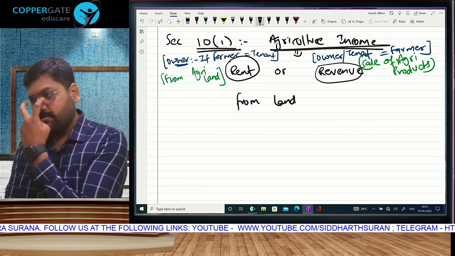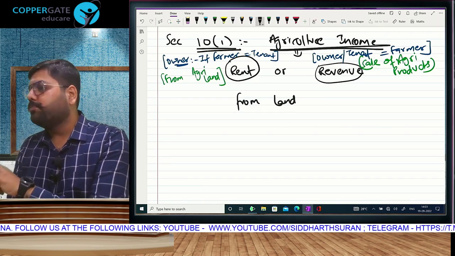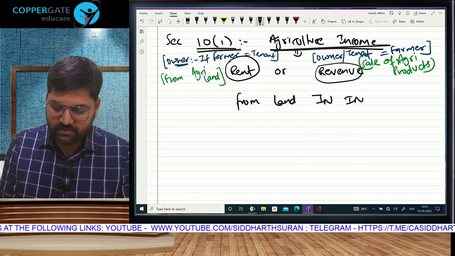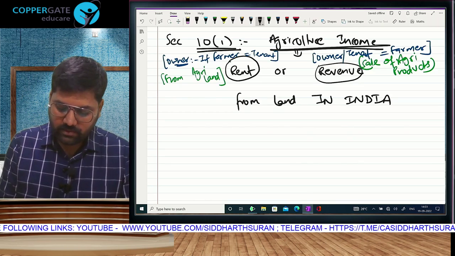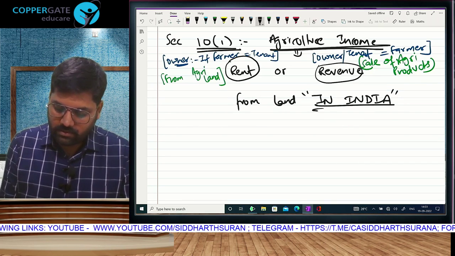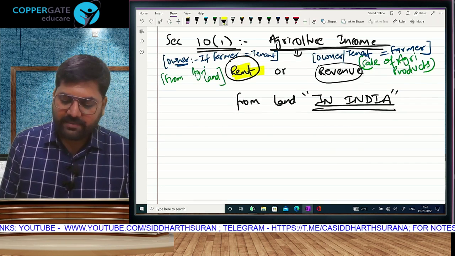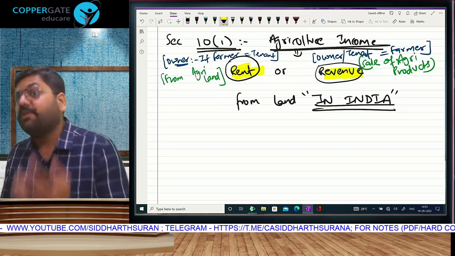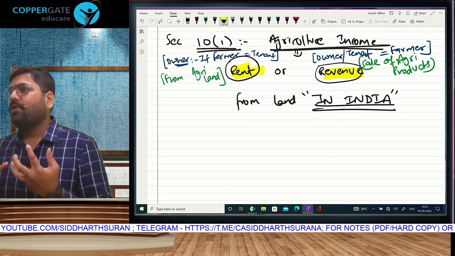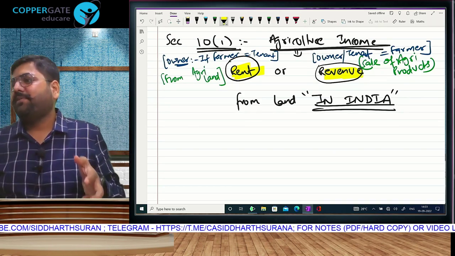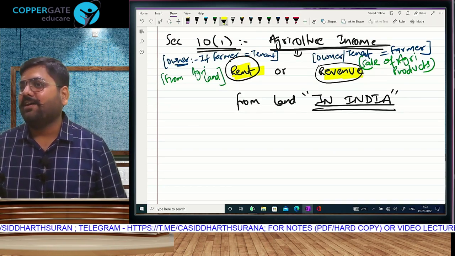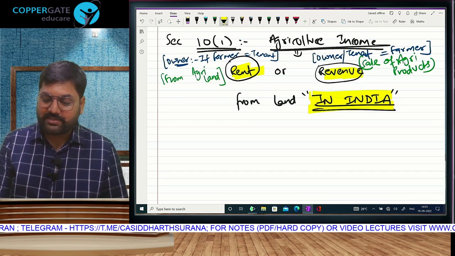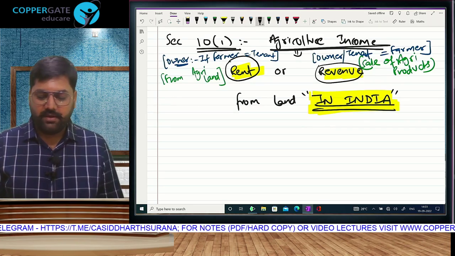Ladies and gentlemen, eyes open, ears open, nose not required. Will rent be exempt or revenue? Both. That will be coming from some land, no? You can't do farming in the air. You have to do farming on some land, no? That land, for the exemption, has to be in India.